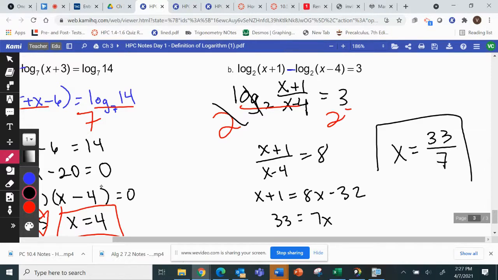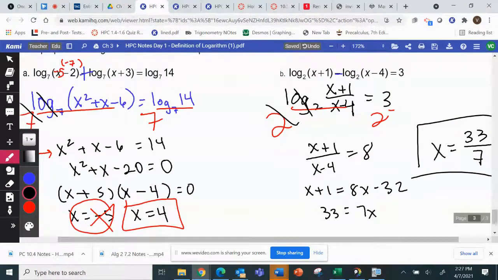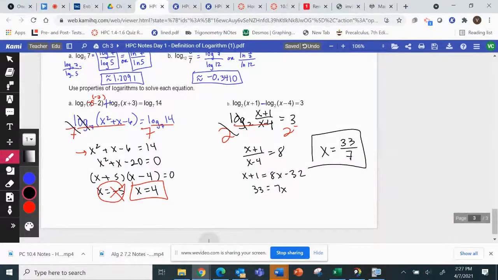This one does work out to be 33/7. I've checked it, trust me. You can check your own when you're doing your assignment. So you'll have just like a few questions like question A and B here. So the people that left, I really hope that they watch this or at least pay attention.